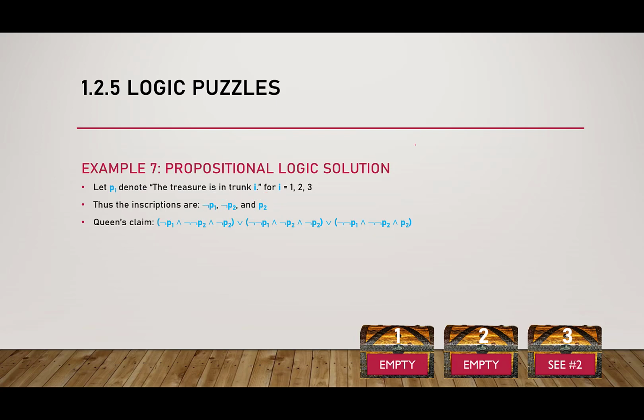So all we did was take what the King told us, that the first two are empty, but the third one claims the treasure's in the second one. Then we took what the Queen said, which is, well, one of them is right and the other two are definitely wrong. Exactly one is right and exactly two are wrong. Okay, well, that means it's either that scenario or that scenario or that scenario.